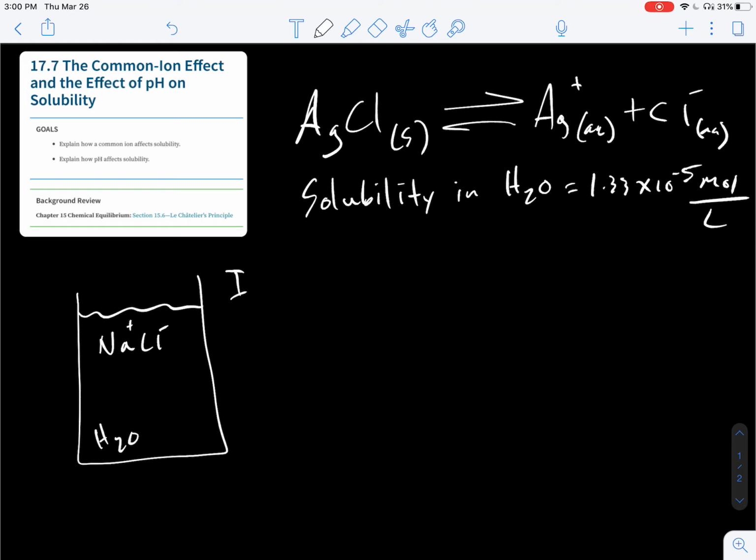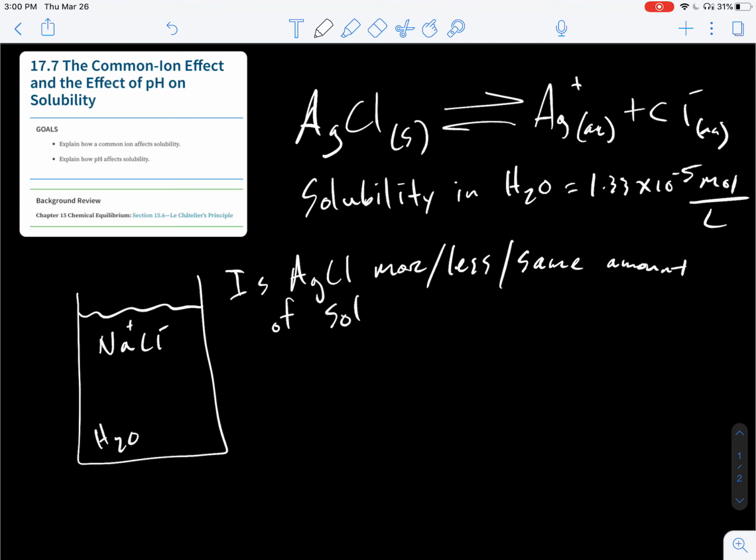And I'm going to pose the question, is silver chloride more, less, or the same amount of solubility in the solution versus H2O, versus pure water? So we need to consider what's in this solution here. We have chloride, which is a common ion in this equilibrium.